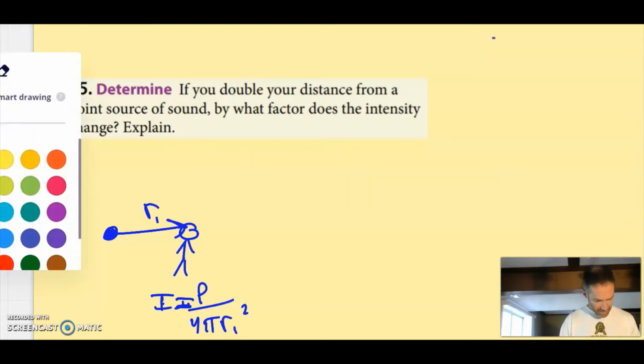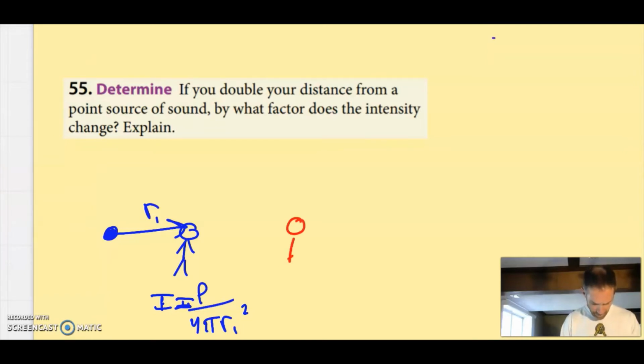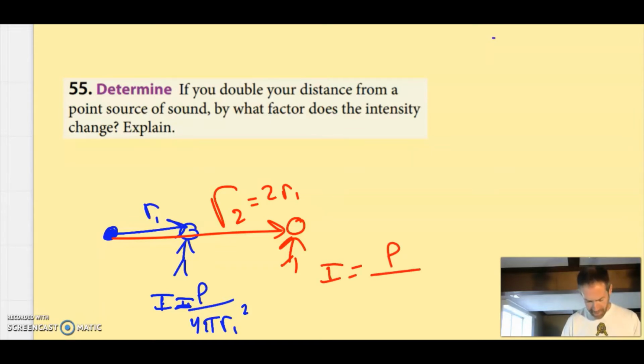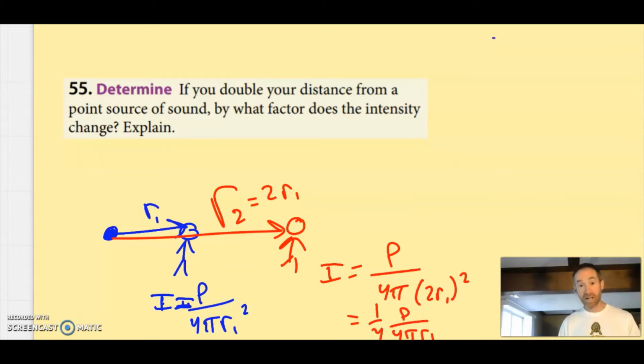Now if you double that distance, maybe you were back here now, now your r looks like this, big R2, which is twice R1, and so the intensity out here is the same P divided by the same 4 pi, but now divided by 2 R1s squared. How big is this fraction compared to the blue one? It's a fourth as big. A fourth times P over 4 pi R1 squared, aka a fourth as big an intensity at the red spot than the blue spot. Put a few stars around that before we leave it.